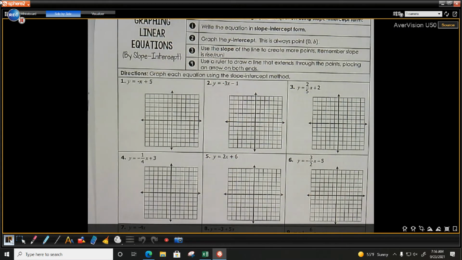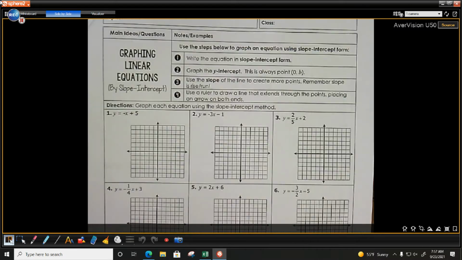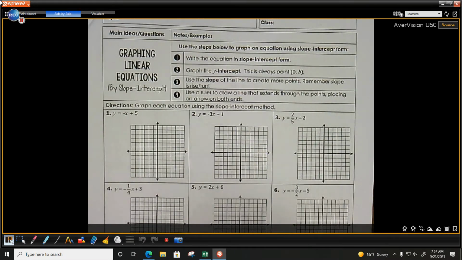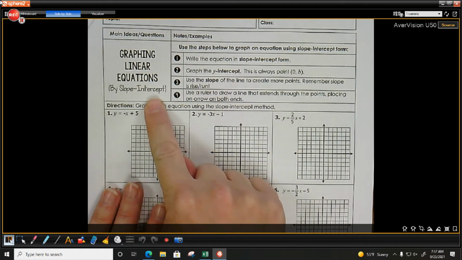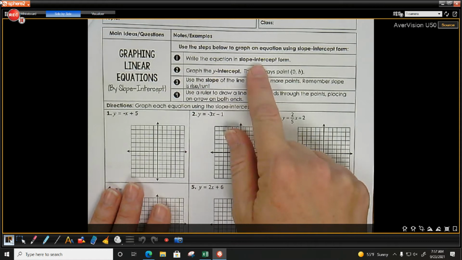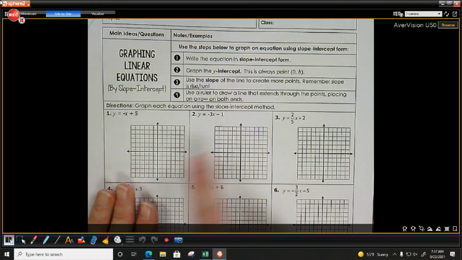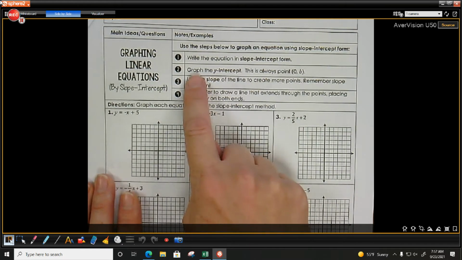Okay, so we are graphing our linear functions today. We've been writing them, and we've been identifying our slope and our y-intercept. Today we're going to graph them. The first type we're going to graph is when they are in slope-intercept form. It says first write your equation in slope-intercept form. Well, all of these are already going to be in slope-intercept form.